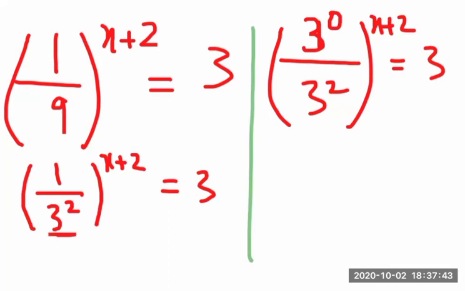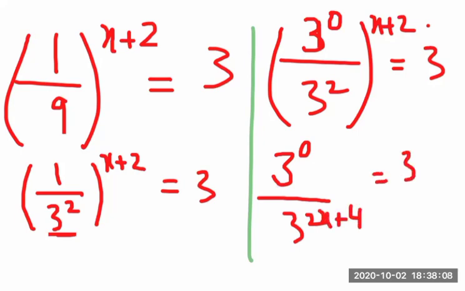Okay. Then what do I do next? 0 times x plus 2, what do you get? 0. Then 3 to the power 2x plus 4. Do you get this? Is equal to 3. Now what do we do? Take 3 on that side and we multiply it. What do you get? 3 to the power 2x plus 4 plus 1.